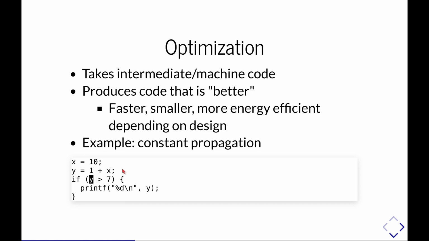But if you want to go really, really far, you can observe that x is always going to be 10 in every execution of the program. Y is always going to be 11 in every execution of the program. 11 greater than 7 is always going to be true in every execution of the program. And print 11 is always going to happen in every execution of the program. So truly, you could actually just replace this entire program with just print 11. And optimizing compilers can actually do this.